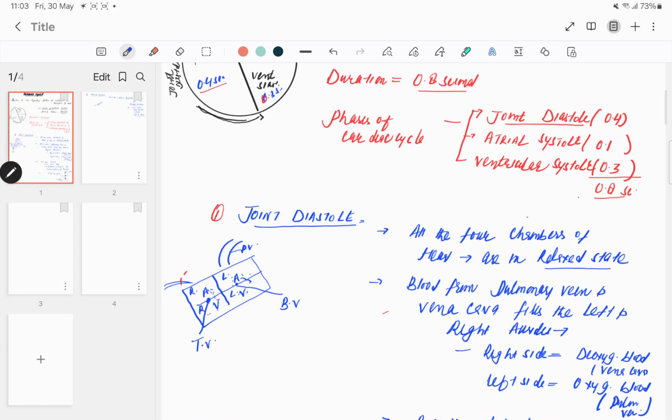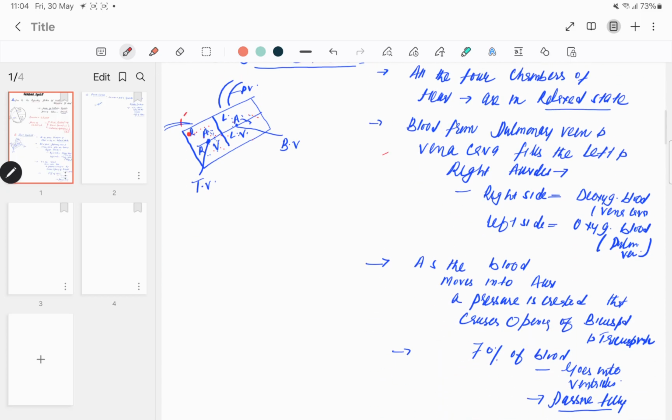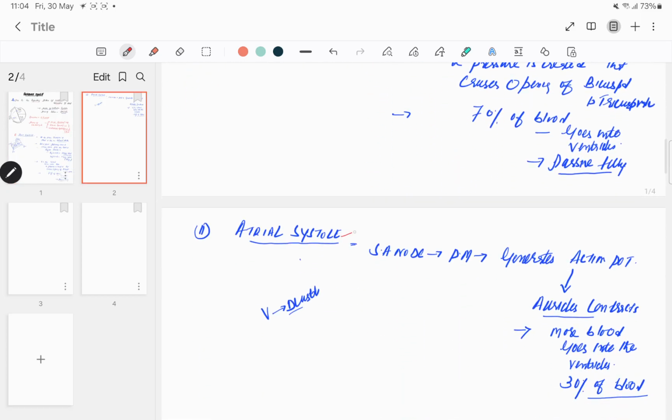Look here, there we have the SA node. This SA node is located at the top of the right auricle. It generates impulses and an action potential. As it generates the action potential, this auricle and this auricle contract, and the remaining 30% of blood moves into the left and right ventricles. And this phase lasts only 0.1 second.